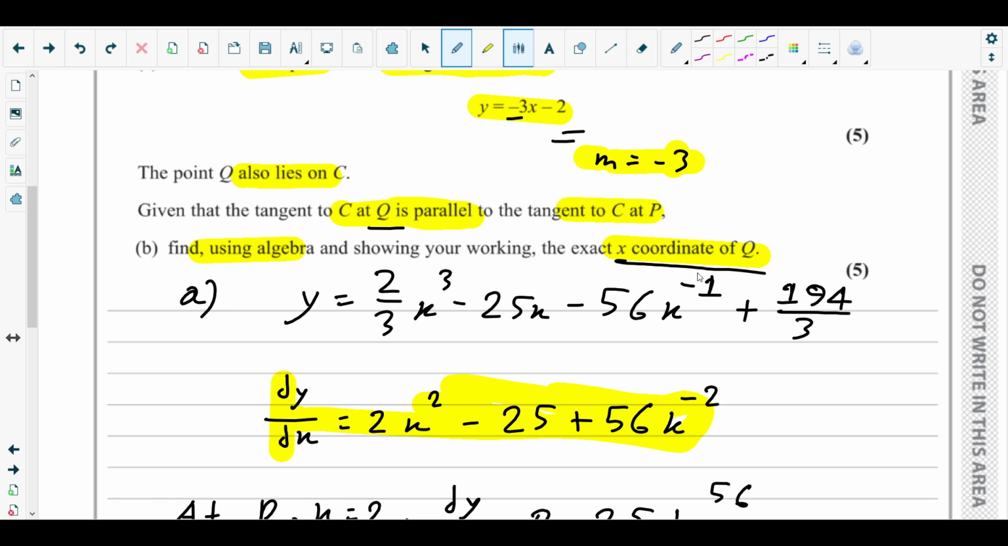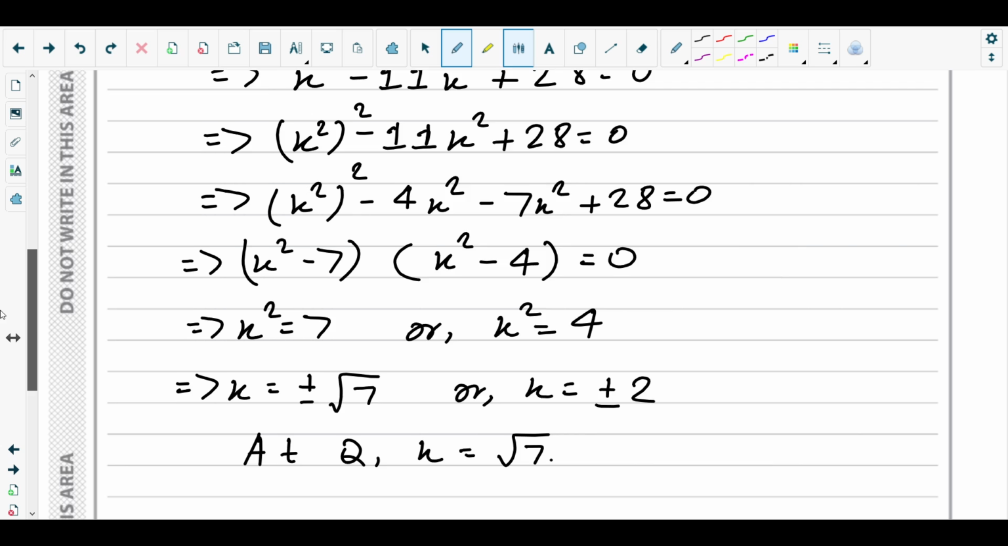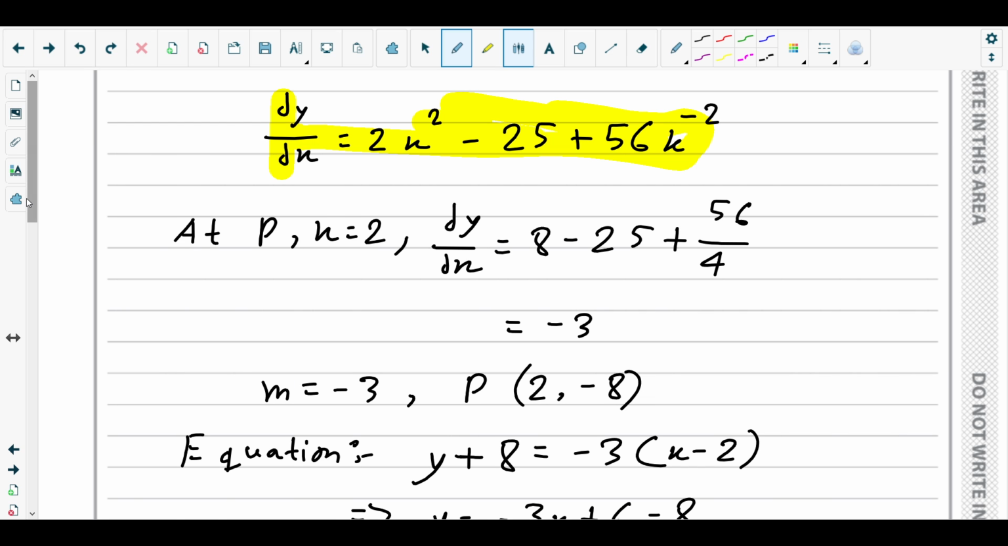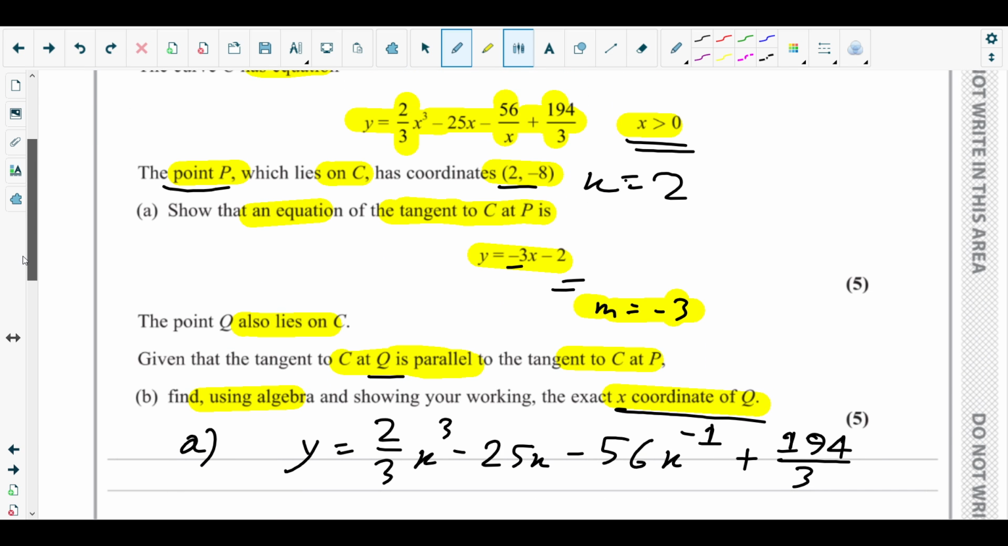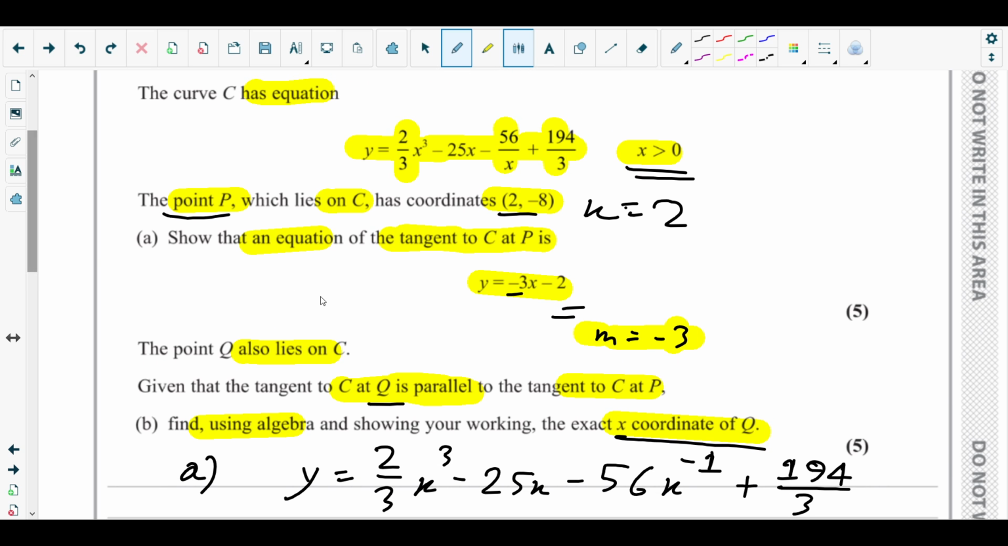So we got the exact x coordinate of point Q is square root of 7, since x is greater than 0, and at P x equals to 2. That's why the only x coordinate that is acceptable for Q is square root of 7. And that's what part B of question number 10 is about.